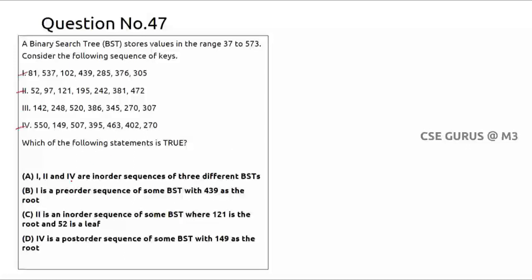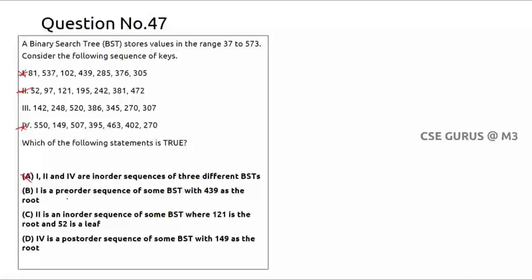What is the property for in-order? If I say in-order sequence of a binary search tree, all the elements must be in increasing order, right? Sorted increasing order. If I observe, the first one is not, the second one, yes, it is fine, the fourth one, no. So that's why this option is not correct.